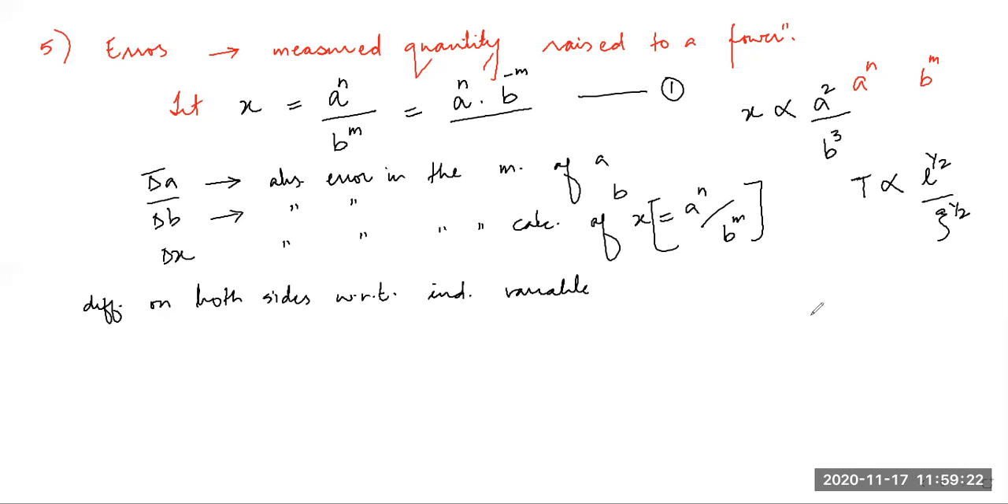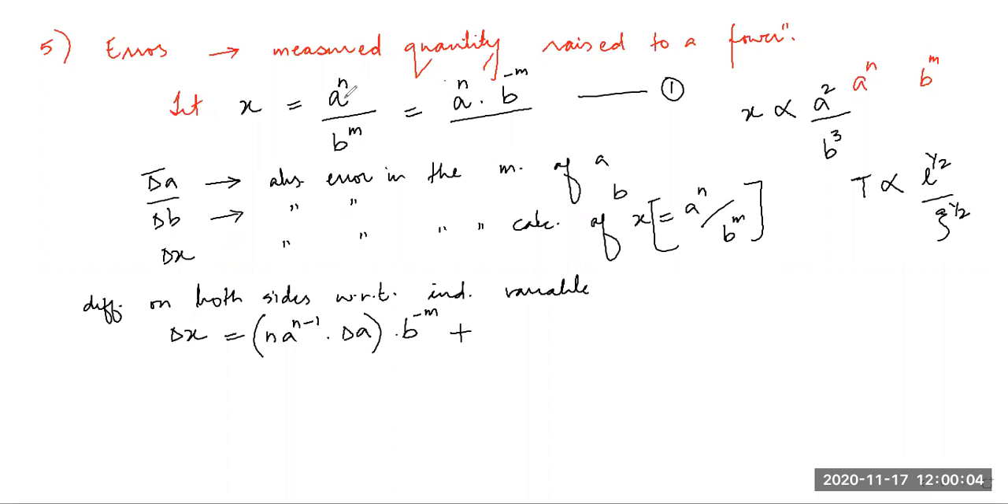When we do this, we can write dx, or we can write delta x here. So delta x will be equal to, differentiating a raised to power n, n a raised to power n minus 1, but we'll add delta a also with this, into b raised to power minus m. I've differentiated the first one; the second one I will write like this only, b raised to power minus m.